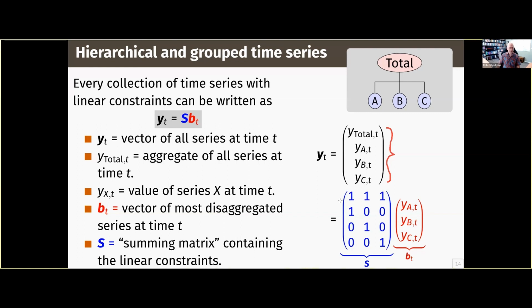So the top of it has a row of 1s like this, because we are just adding up all of the series here. And then the next row just says grab the series A, and the next one grab the series B, and then the next one grab the series C. And that will give us all 4 series in the Y vector. So remember the notation, the bold Y is all of the data, the bold B is just the most disaggregated series, and the S matrix is a summing matrix because it shows how you sum the bottom level to get the entire series.